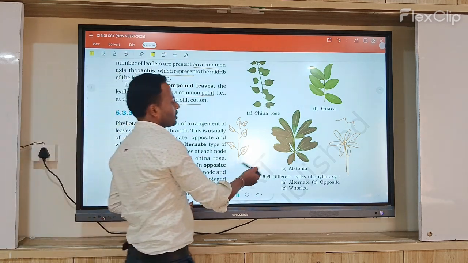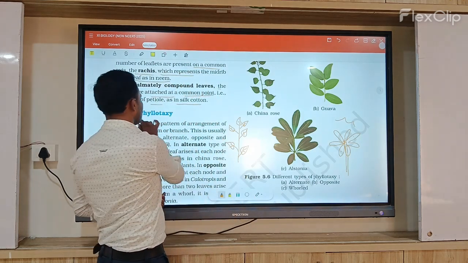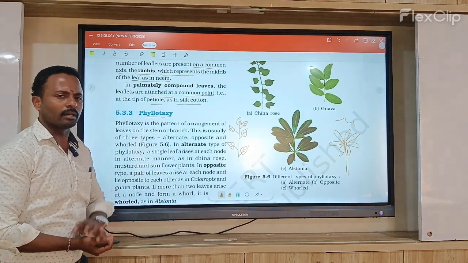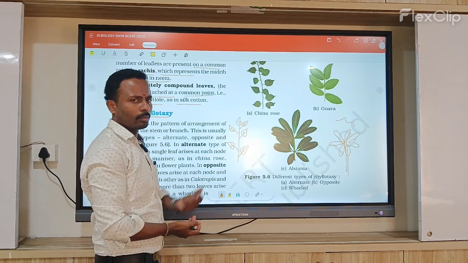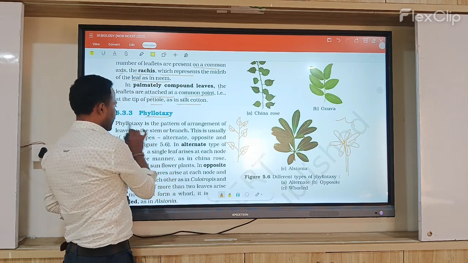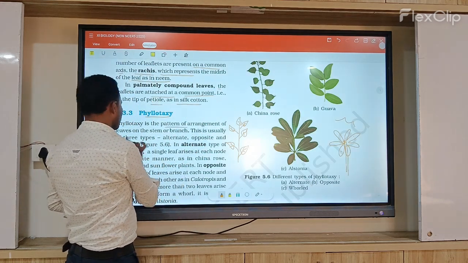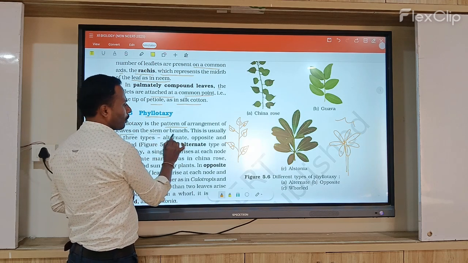Next, phyllotaxy. What is phyllotaxy? The arrangement of leaves on the stem or branches is called phyllotaxy. It is the pattern of arrangement of leaves on the stem or branches.